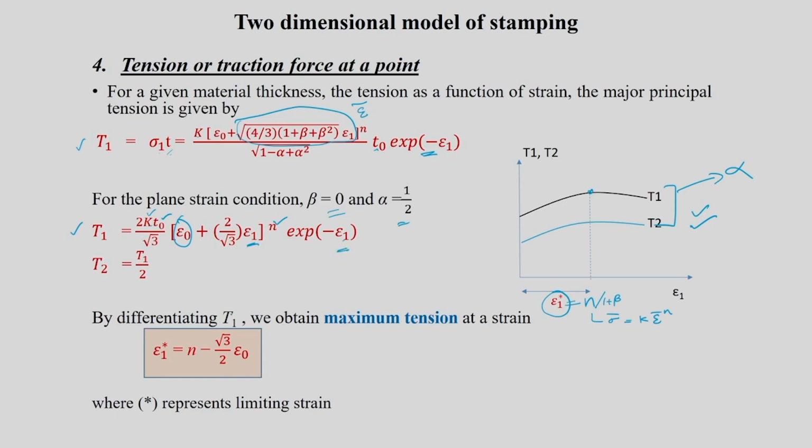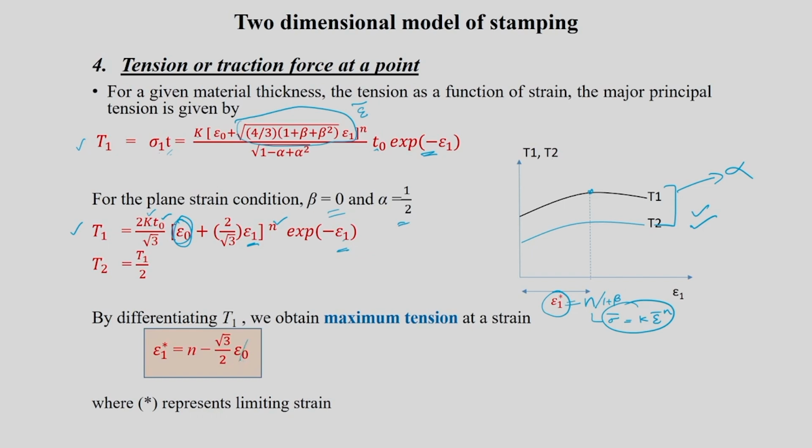So we are going to obtain epsilon 1 star for this equation. Okay, the main difference is there is epsilon naught here. In the previous section we derived a similar equation, and here we are going to introduce pre-strain. Then by differentiating T1 we obtain maximum tension at a strain, epsilon 1 star is equal to n minus root 3 by 2 into epsilon naught.